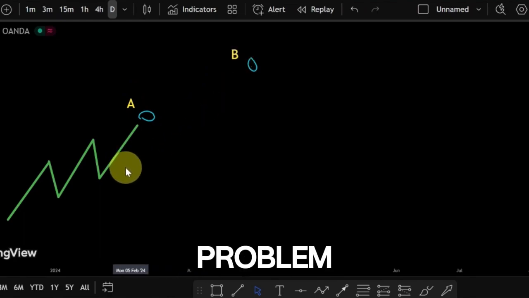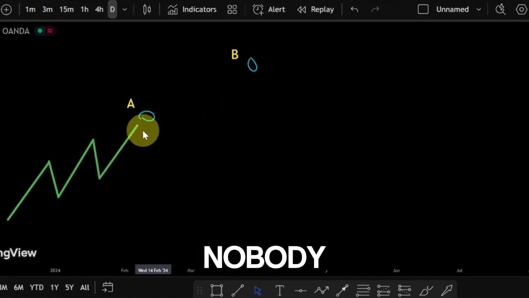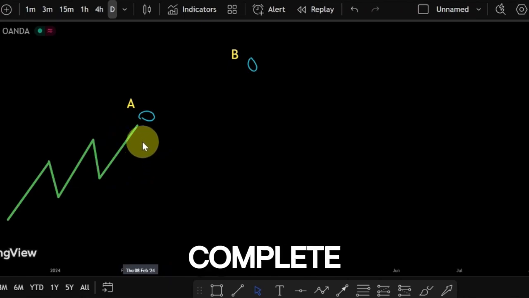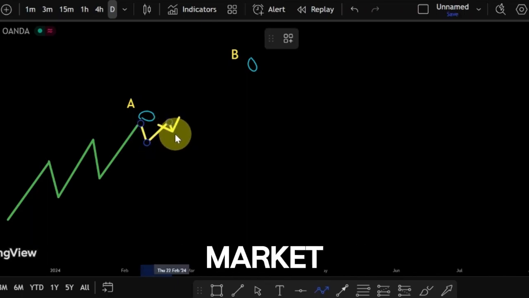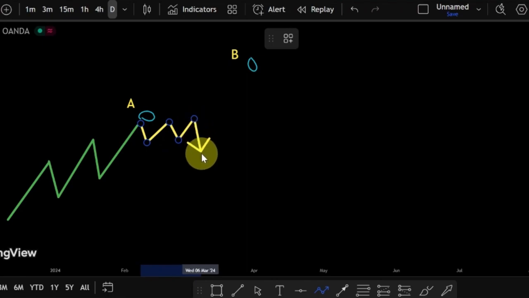This is a big problem because everybody wants to buy, nobody wants to sell, and for them to complete their large orders, they need liquidity. So what they do is simply trick retail traders by manipulating the market, creating consolidation and a fake breakout.